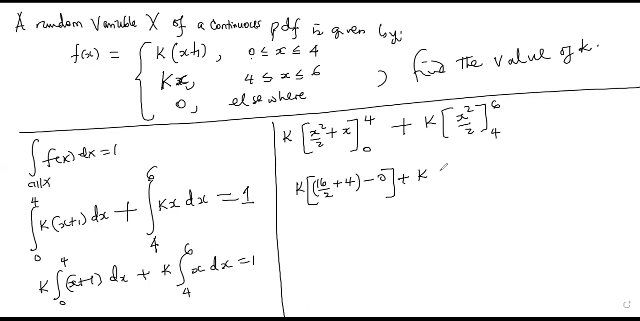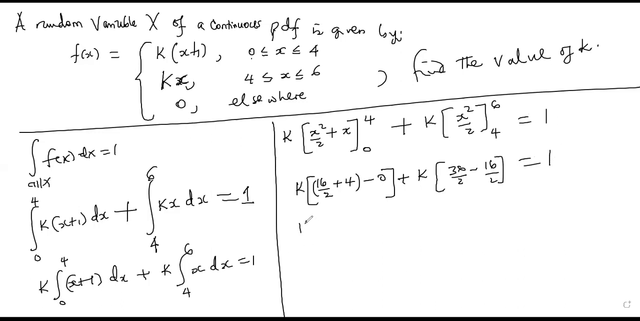Plus k, we put the upper limit, 6. 6 squared, that is 36 over 2. Then we subtract, when we put a 4, it will be 4 squared, which is 16 over 2. This should be equal to 1.